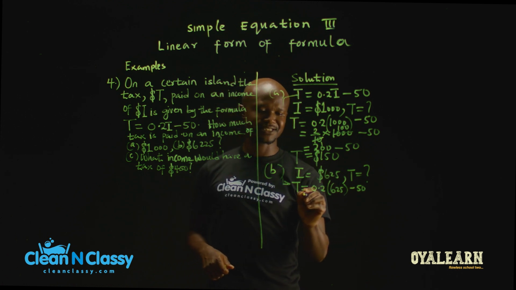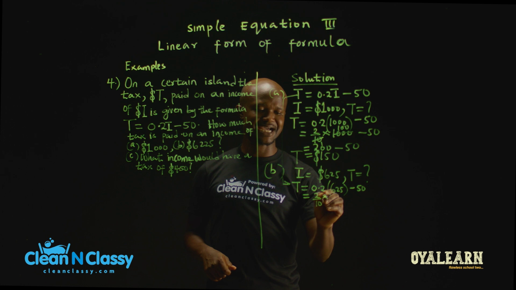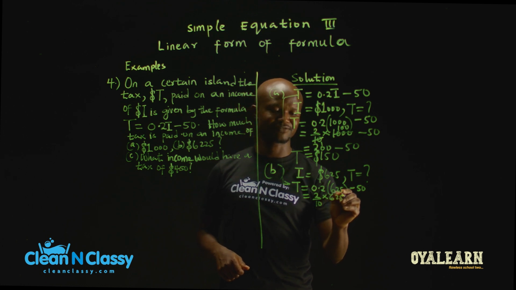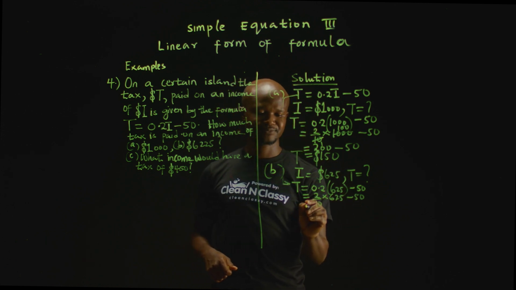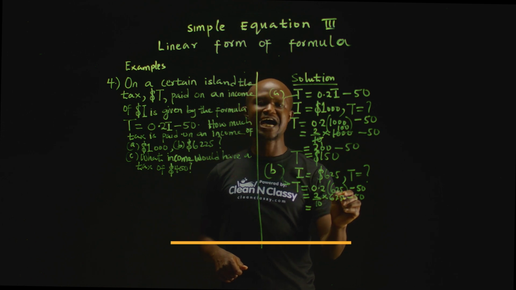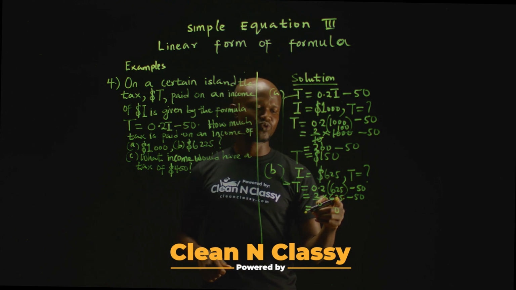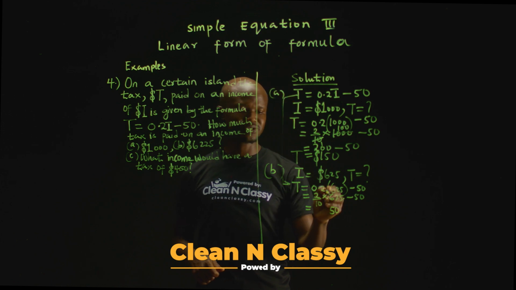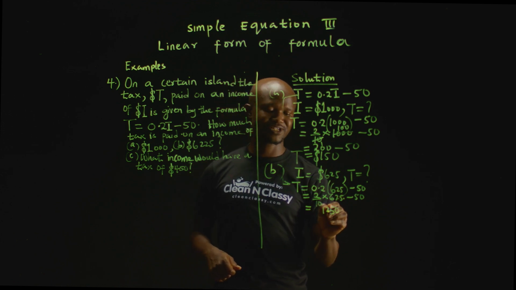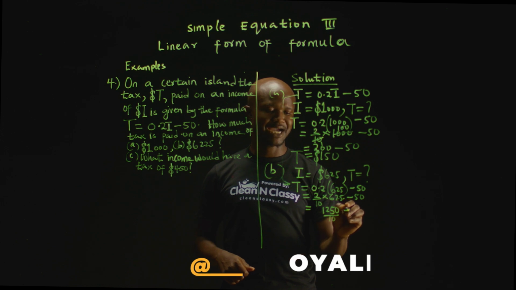So what do we have? This is 0.2, same thing as 2 divided by 10. Then times 625 minus 50. So 625 times 2, what are we having? 2 times 5, that's 10. Then we carry 1. 2 times 2, that is 4. 4 plus 1, that is 5. Now 2 times 6 will give us 12. So this is 1,250 divided by 10 minus 50.